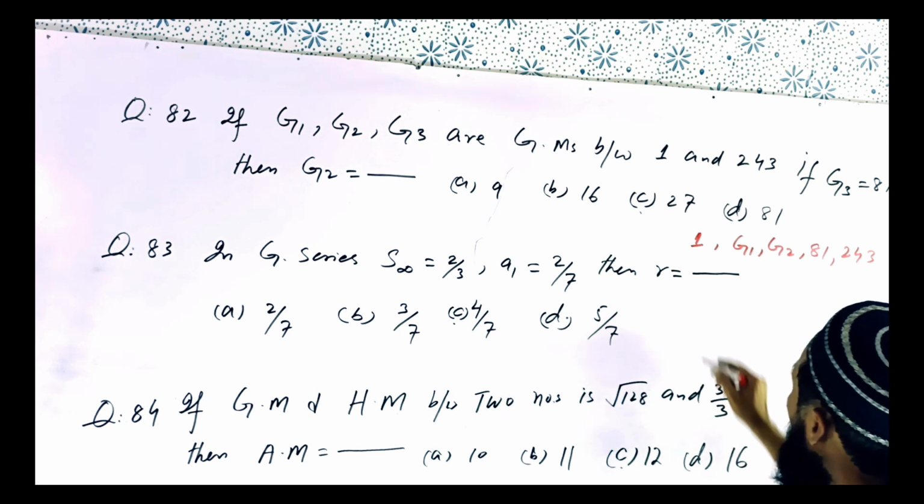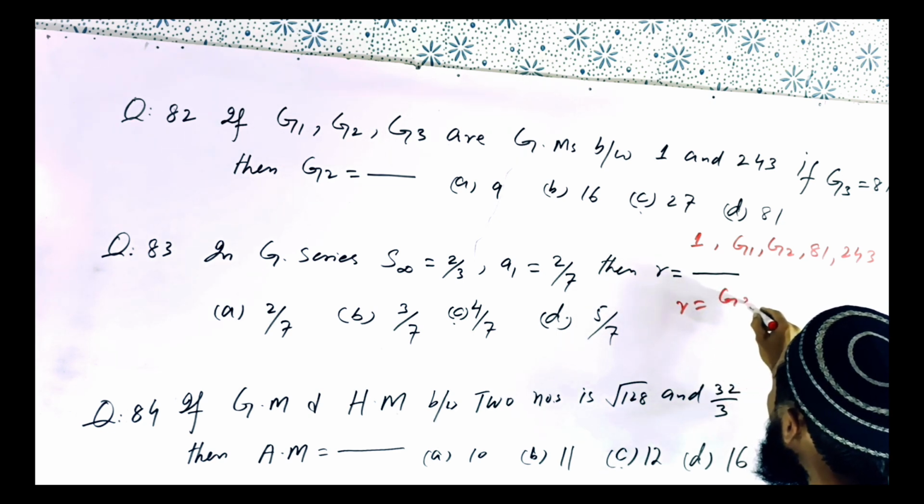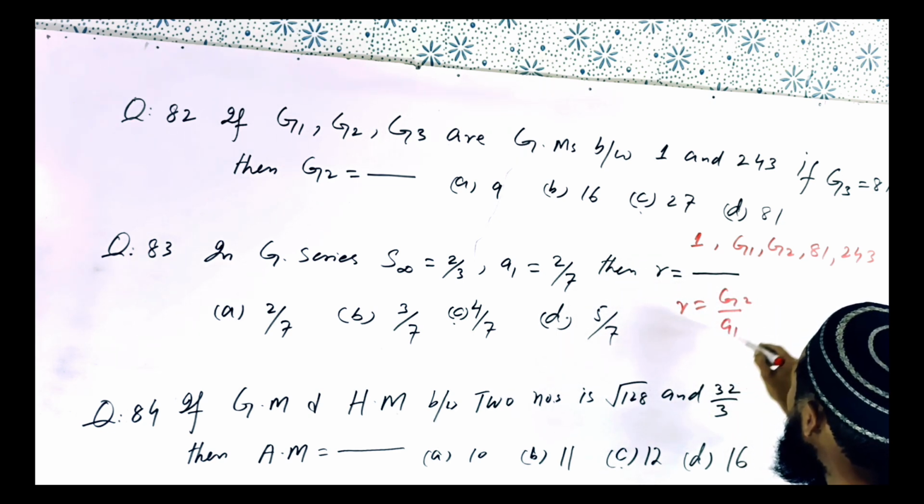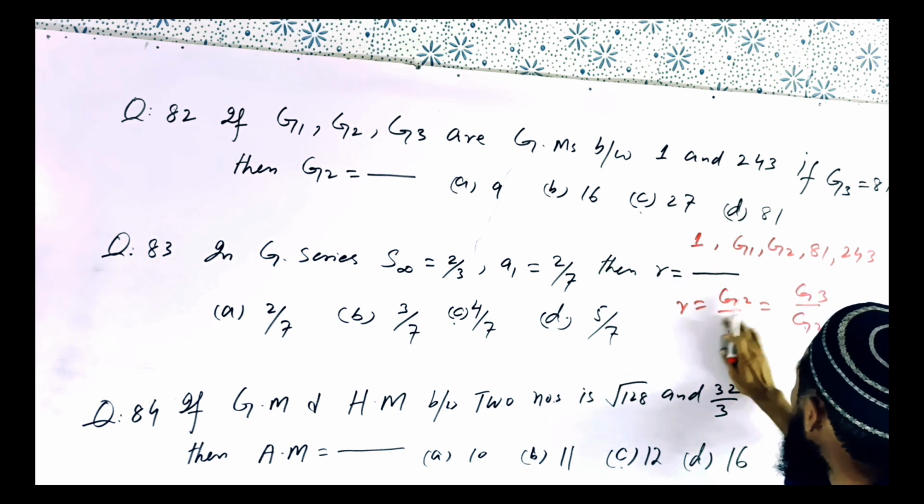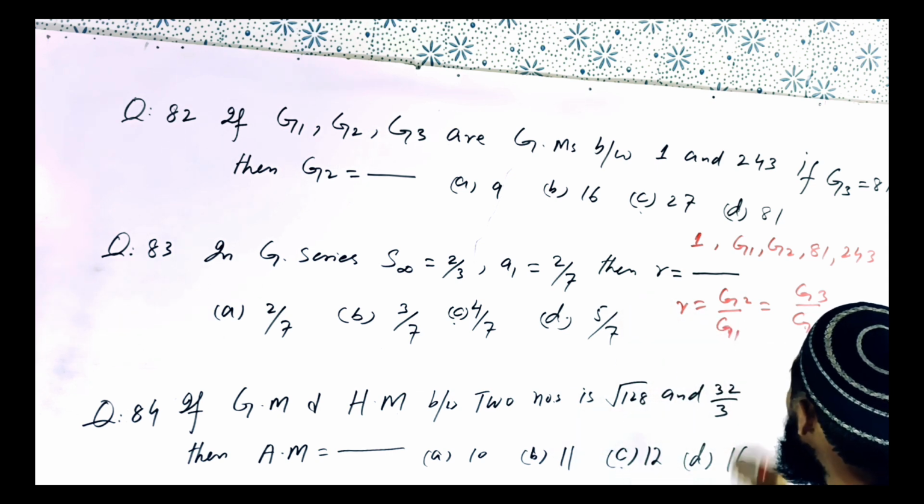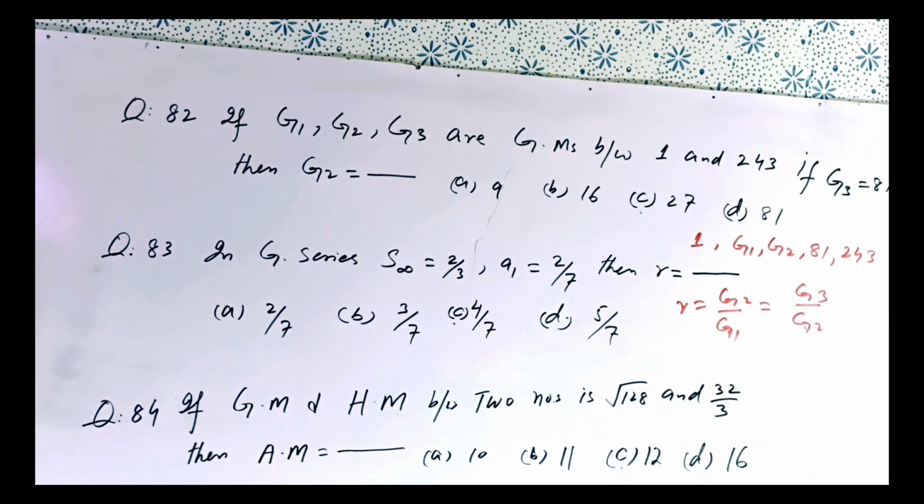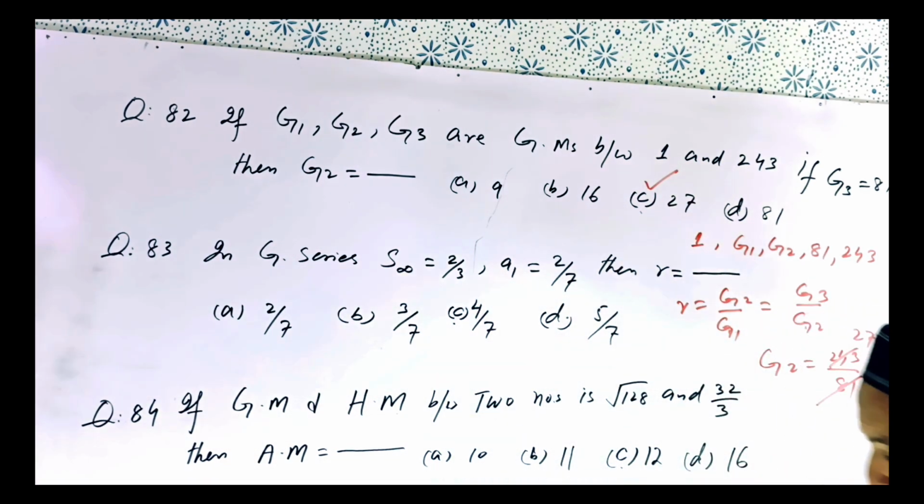It means that if we find G2 divided by G1 and G3 divided by G2, we will get the answer. G2 is required. If we divide directly, G2 is equal to 243 divided by 81. So we will get 27. 27 is the correct answer.